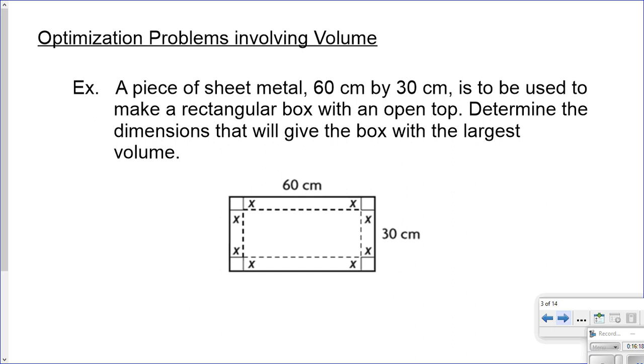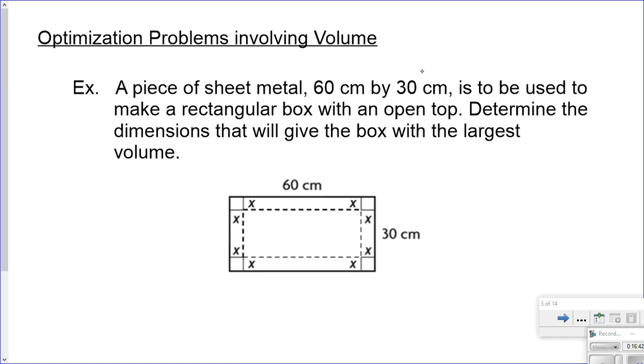Okay, do another one. This is a good one. This might be it. I might have to do this in a couple of videos. All right. A rectangular sheet of metal, 60 by 30, as shown in the diagram, is used to make a rectangular box with an open top. Determine the dimensions that will give the box with the largest volume, so maximum volume in this case.